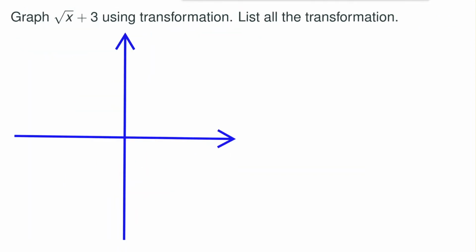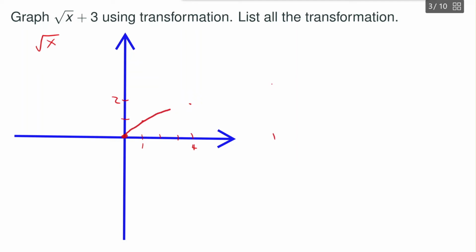Graph square root of x plus 3 using transformation. Then list all the transformations. So in this case, when we say use transformation, we first draw the original parent function. In this case, square root of x. And square root of x looks like this. Here 0, 0. When it's 1, square root is 1. When it's 2, it's 1 point some decimal number. So 1, 2, 3. We know at 4, it's 2. And at 9, somewhere here, we have 3, right?